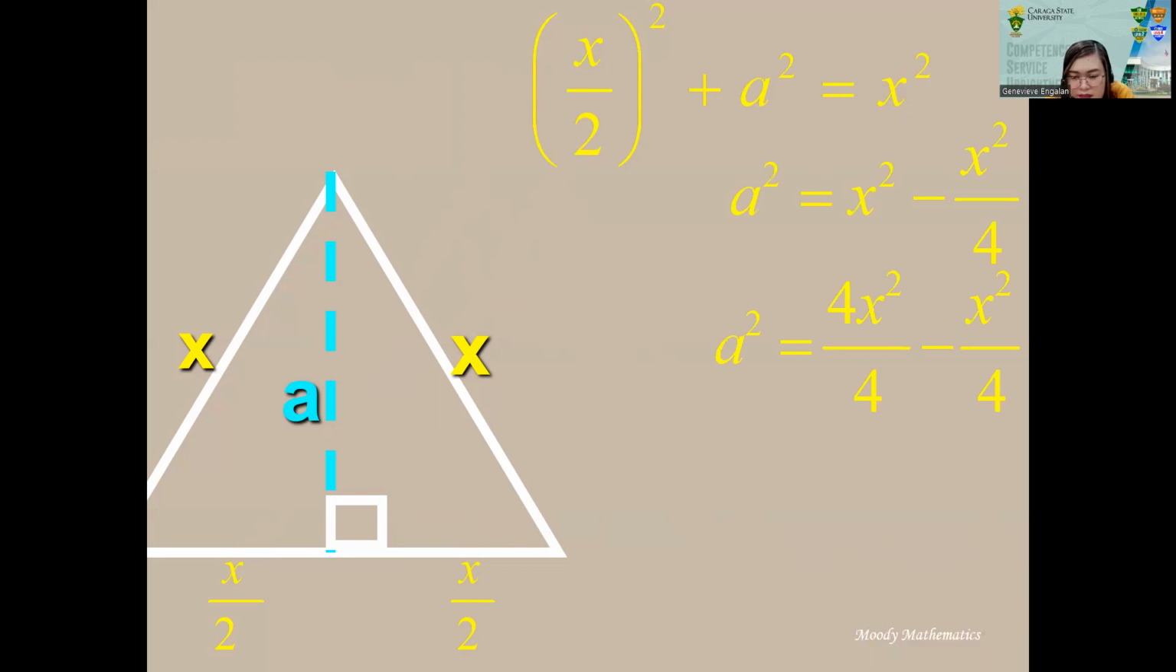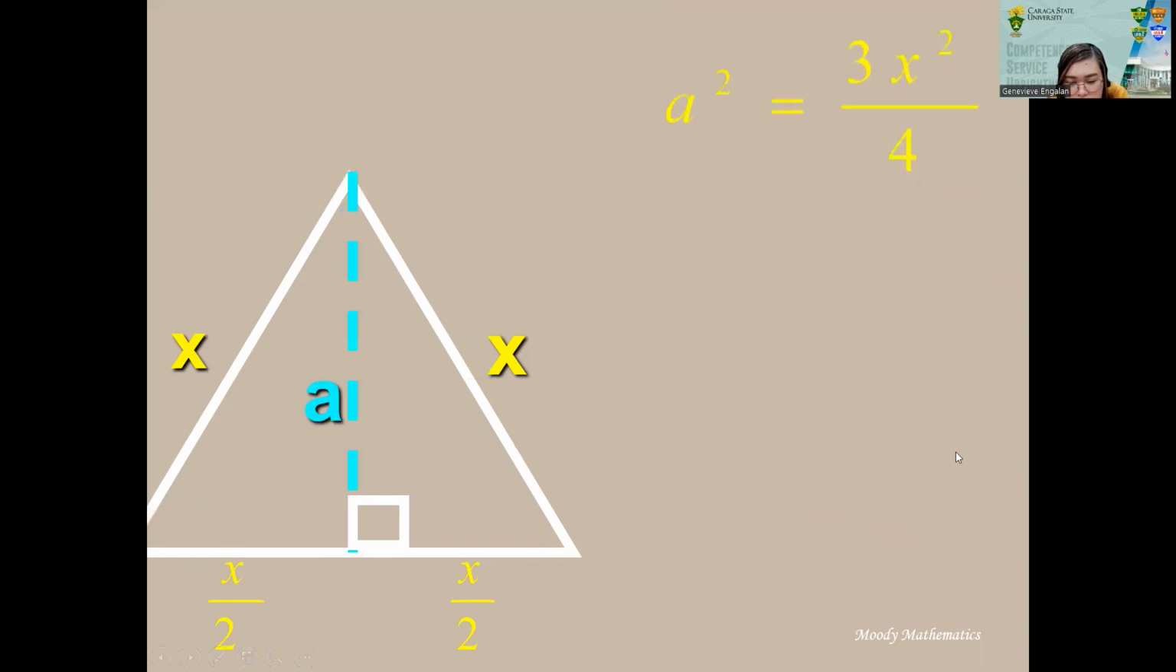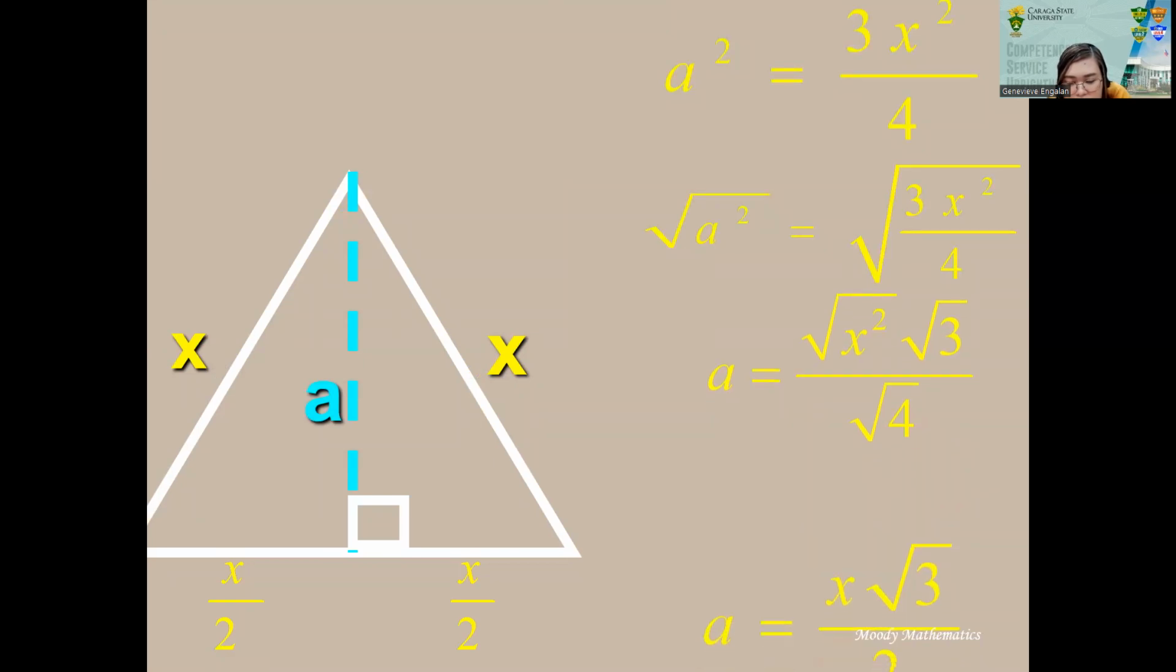We just take their LCD because x squared is x squared over 1. So you have 4x squared over 4 minus x squared over 4. So 4 minus 1, that is 3. So A squared will be 3x squared over 4. So taking the square root, you have A will be equal to x times square root of 3 over 2. Or that is x times square root of 3 over 2. So that is A.